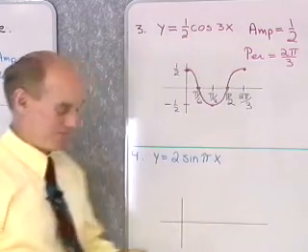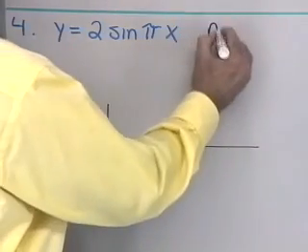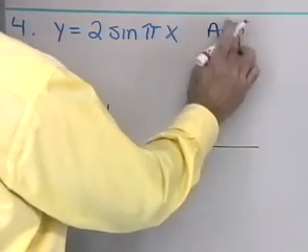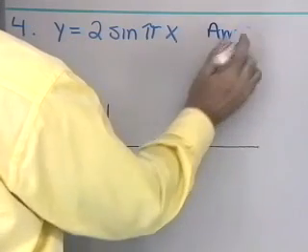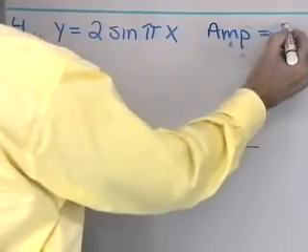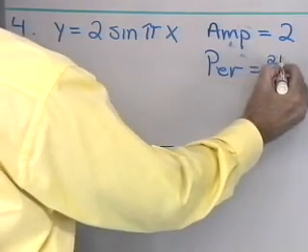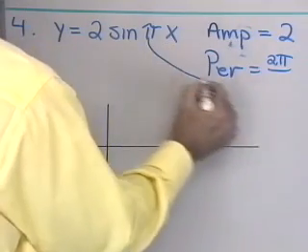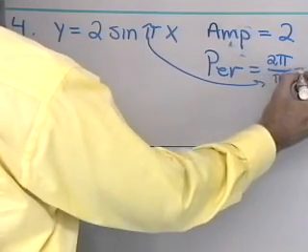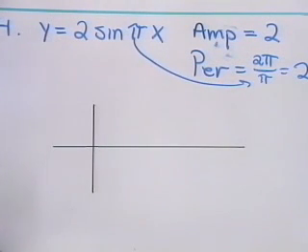Let's look at our next example. y is equal to 2 sine pi x, so this will have an amplitude, AMP, equal to the absolute value of that coefficient, so that will be 2. The period this time is going to be 2 pi divided by this coefficient, which is pi, and so that ends up to be just 2. So an amplitude of 2 and a period of 2.